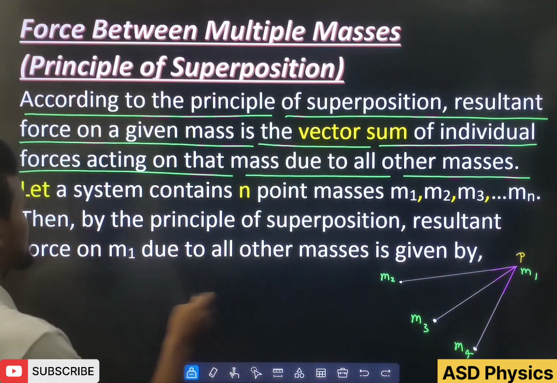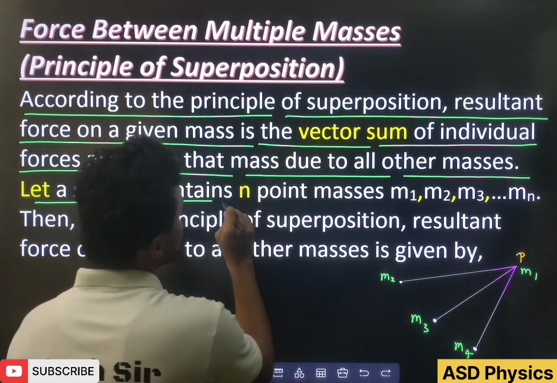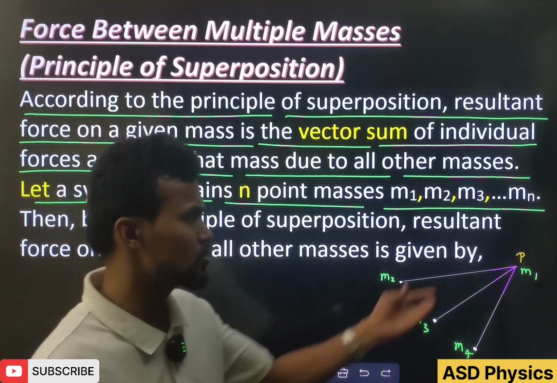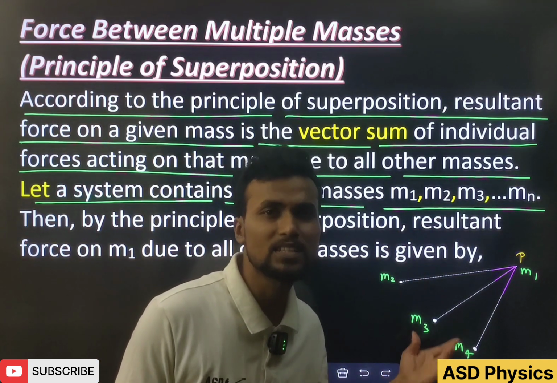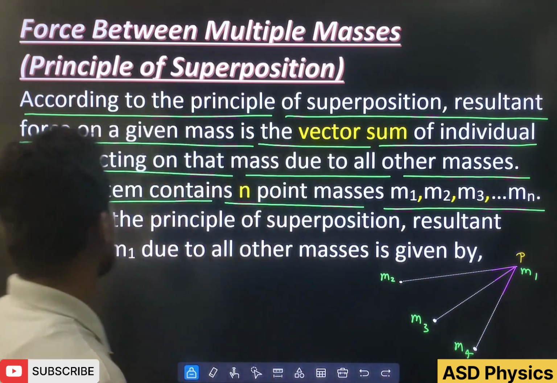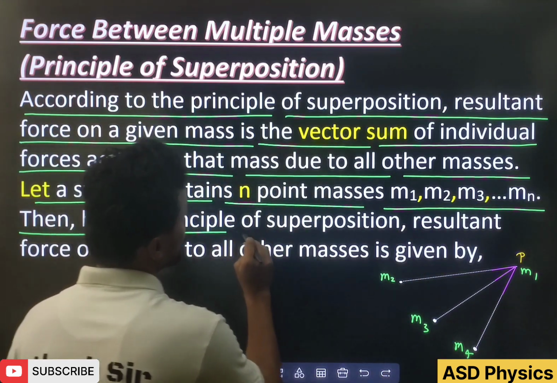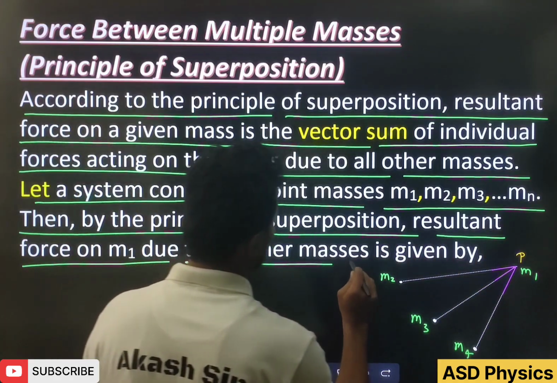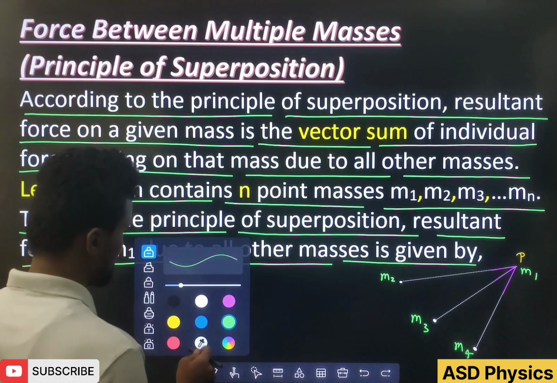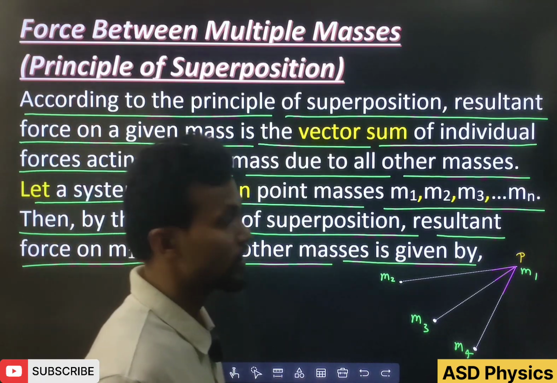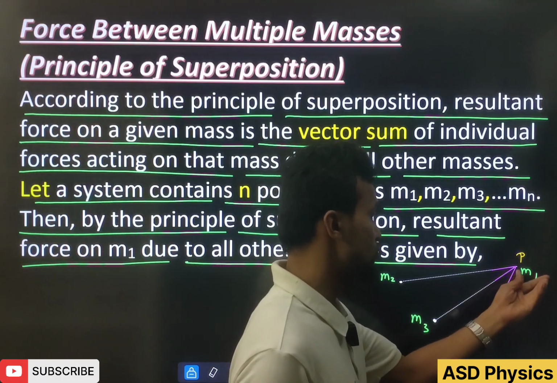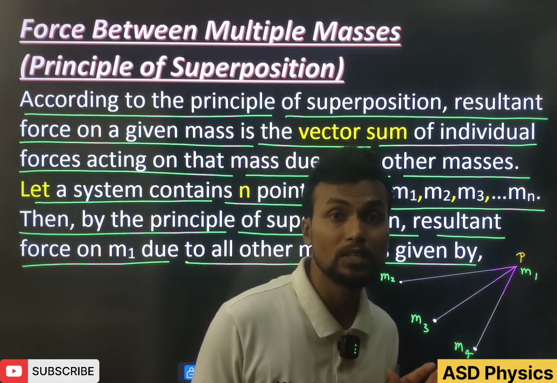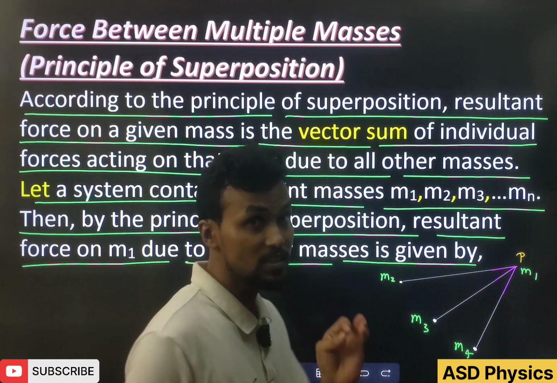Okay, now let's talk about the system. Let a system contain n point masses m1, m2, m3 ... mn, but here for simplicity I have taken only 4 masses. Then by the principle of superposition, the resultant force on m1 due to all other masses is given by here. So on mass m1 we are going to find the resultant force. Now this mass m1 will experience how many forces? You can see very well this will experience 3 forces.